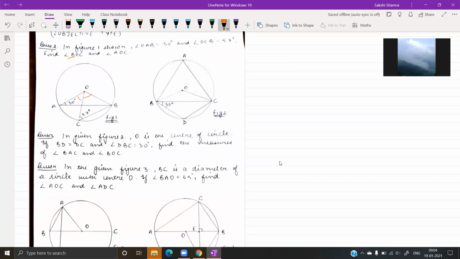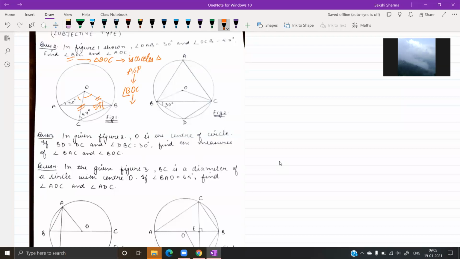To find out BOC, you can work with triangle BOC. O is the center, B and C are points on the circumference, so OC and OB will be equal. This is an isosceles triangle. That means the angles opposite to equal sides will be equal. This angle will also be 57 degrees. And then you apply the angle sum property, and you can obtain angle BOC.